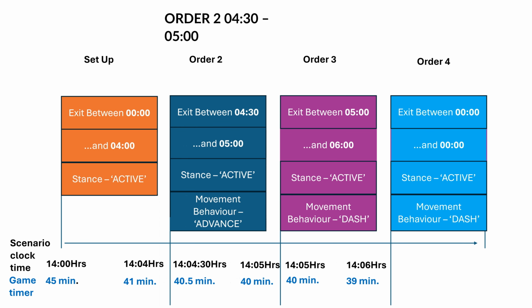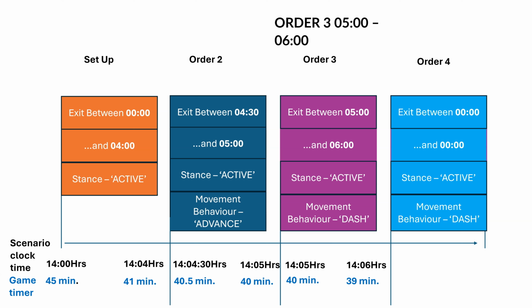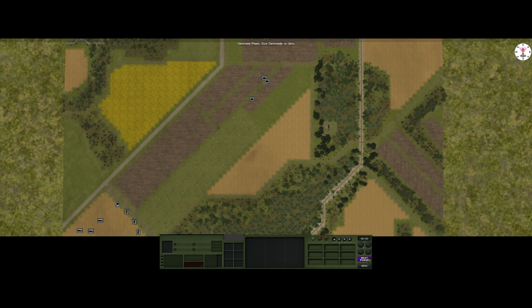Order 3, 5 minutes to 6 minutes. The timing under order 3 now refers to the time phase before the AI group starts on order 4. It should almost immediately start to withdraw to the painted map zone for order 3 and endeavour to reach that point before the clock strikes 6 minutes. And that's equivalent to a scenario clock time of 1406 hours, or 39 minutes, 45 minus 6 minutes on the game timer.